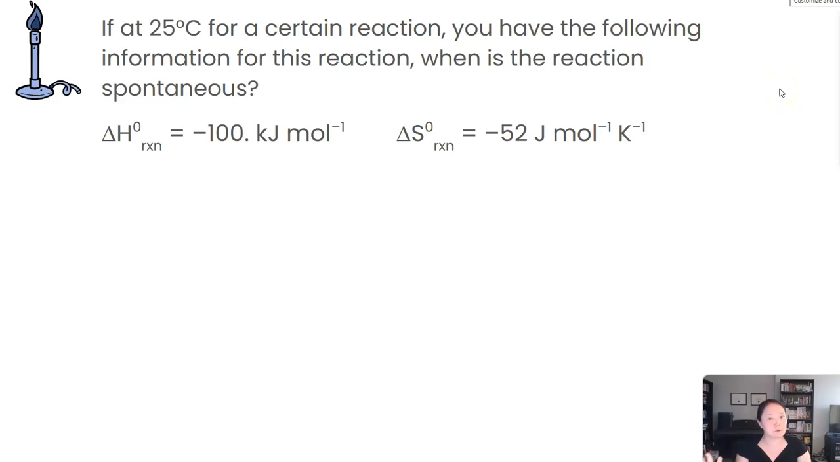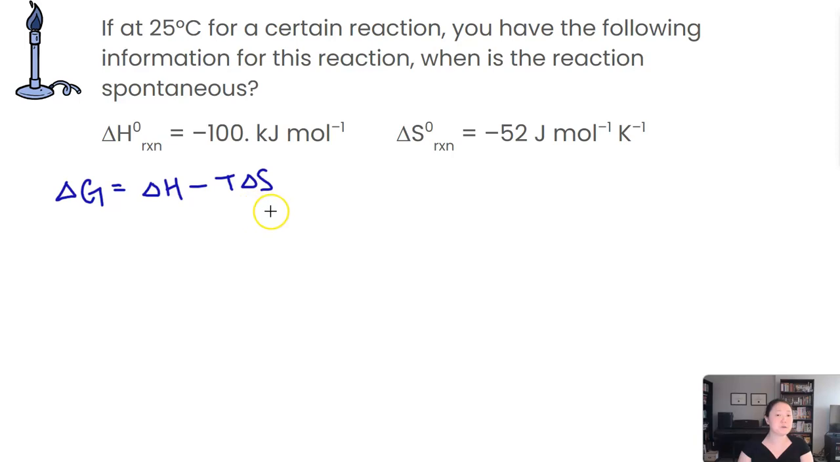And so this is a type of question that you can get with this sort of thinking. You have a certain reaction at 25 degrees Celsius. You have the information for your enthalpy and your entropy. When is the reaction spontaneous? Here you can see that you have a negative value for your enthalpy, which would tend towards spontaneity. However, your entropy is also negative, which means that it would be opposing the spontaneity.